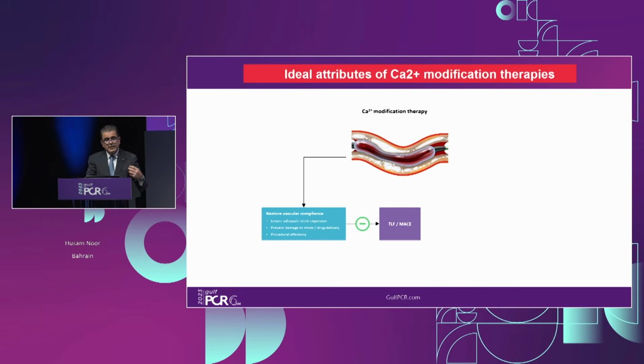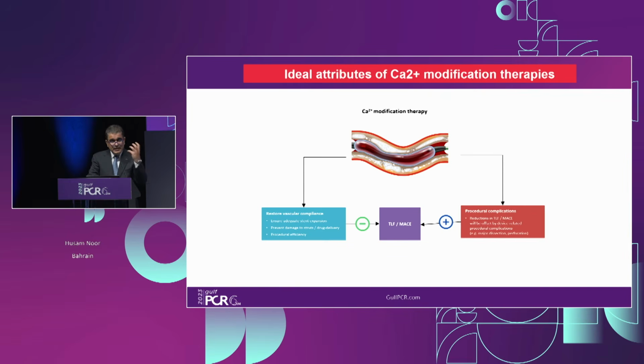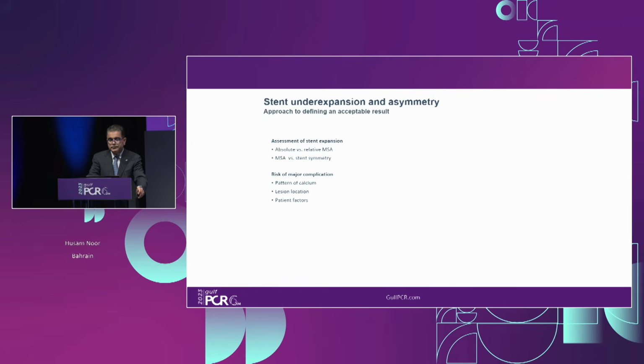So what is an ideal attribute of calcium modification? You have a calcified vessel, you balloon it, ideally you want to restore the vascular compliance. And when you restore that, you decrease the procedure complication. When you marry these two together, you maximize the compliance and you minimize the complication, you'll have the best outcome for your patients.